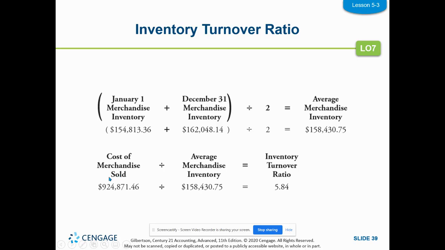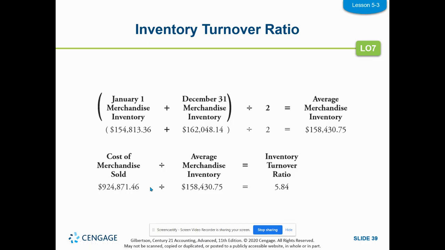Then we take our cost of merchandise sold. This is how much our cost is. We divide it by the average, and we see our inventory turnover ratio of 5.84, which means basically we are turning over, selling and rebuying, selling and rebuying, on average about 5 times a year. So we're buying this basically 5 times a year because this is how much our inventory has cost us.